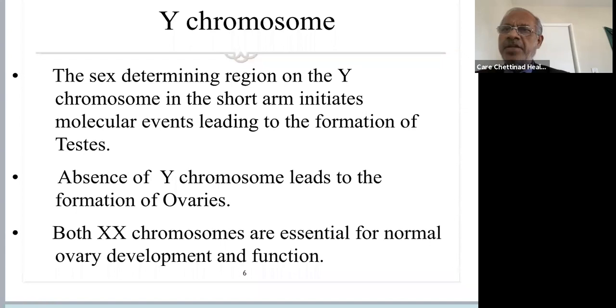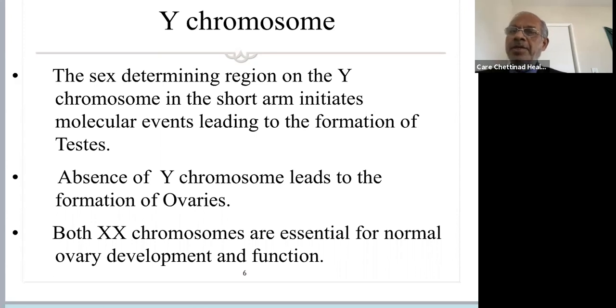The sex determining region of the Y chromosome, the short arm, initiates molecular events leading to the formation of testis. Absence of Y chromosome leads to the formation of ovaries. But absence alone is not enough. Both X chromosomes are essential for normal ovary development and function. The presence of only one X chromosome leads to the condition called Turner syndrome.